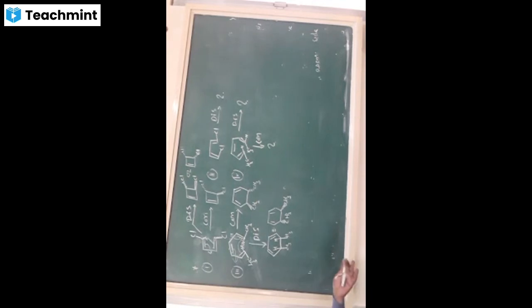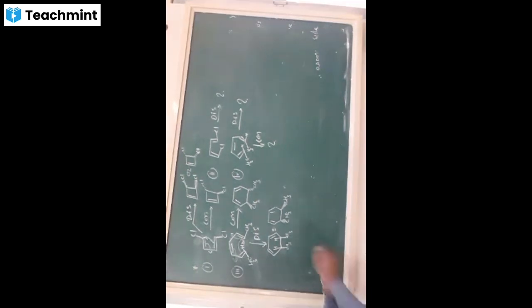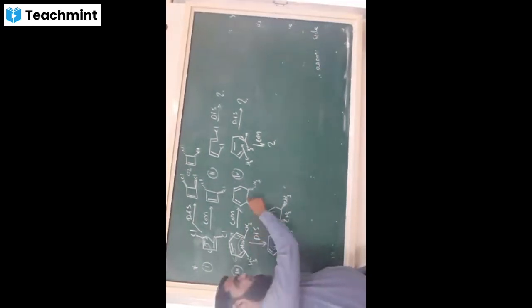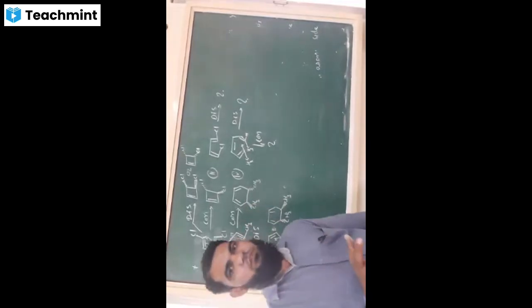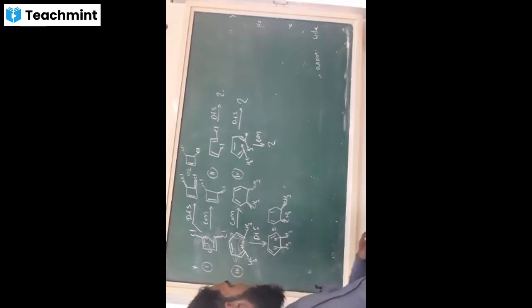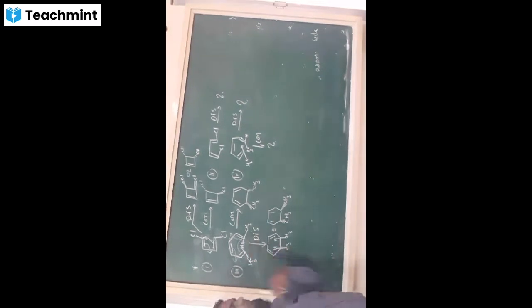Whenever the stereochemistry of the starting material and the stereochemistry of the product are the same, at that time you have to say the rotation is conrotation. And when the stereochemistry at the termini of unsaturation is opposite to the stereochemistry of the product, at that time we can say disrotation will take place.